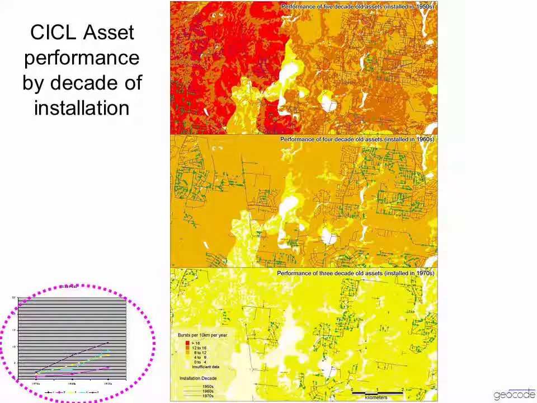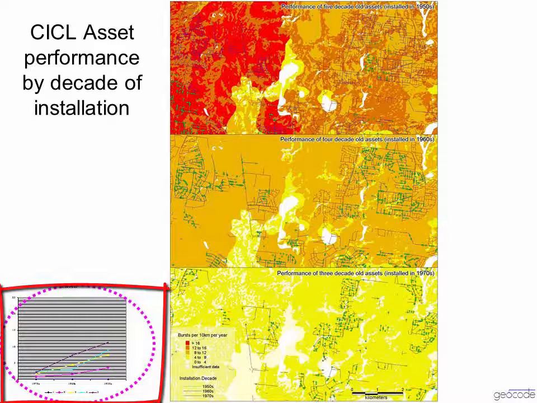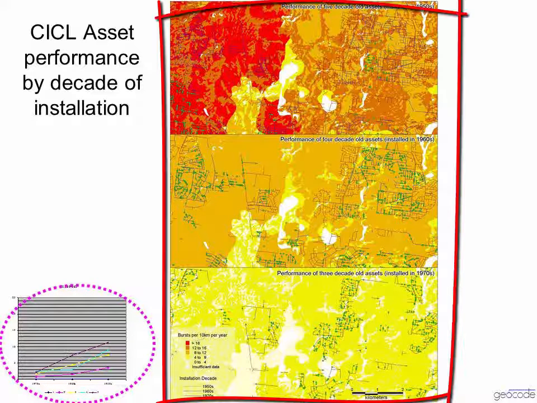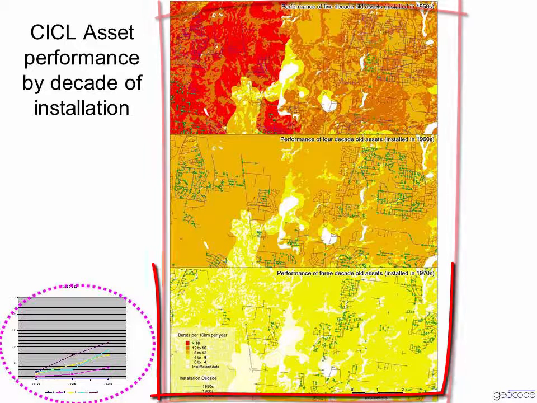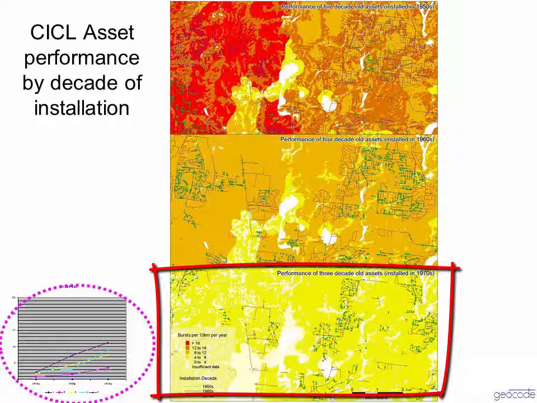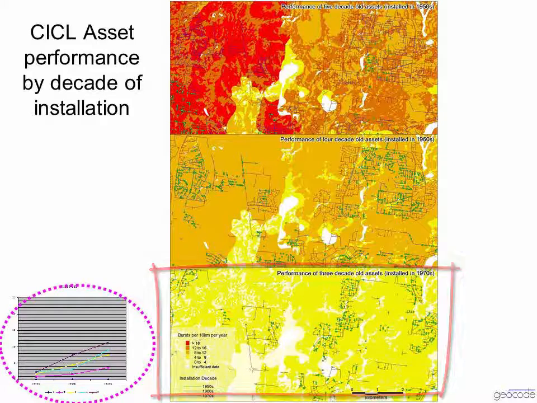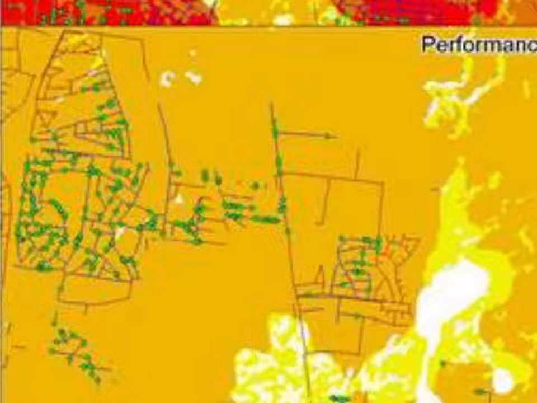Very quickly, I want to show you these three maps that are within one terrain pattern in one area. We're looking at the graph here, mapped here. So decade of installation, we've got 1970s assets here. Once again, the more red the areas, the greater the failure rates. We've got the assets here. We can see these lines, and the failures over the analysis period are shown as green dots.